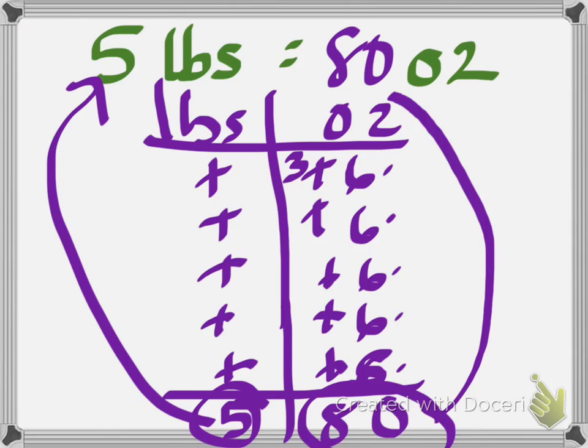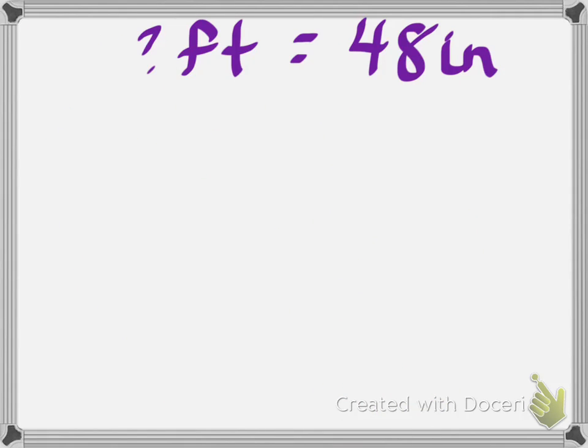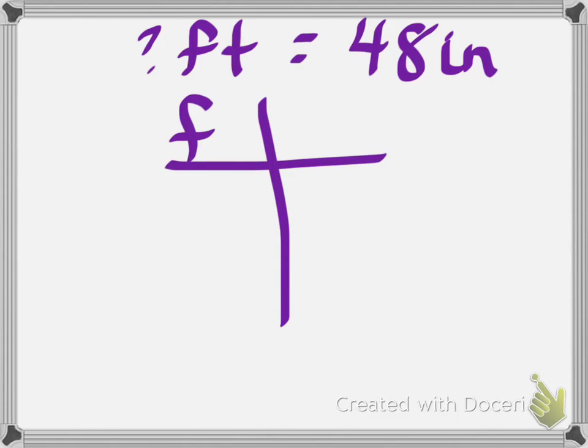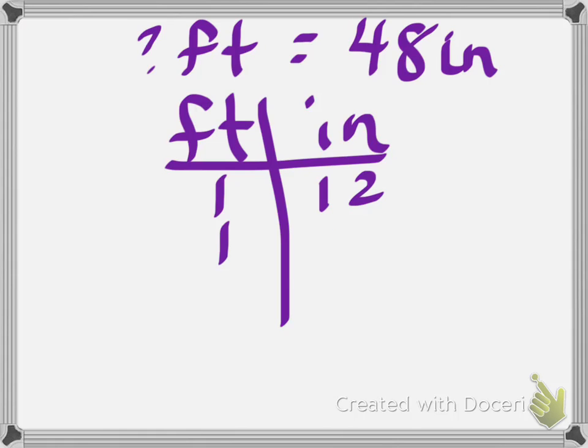Let's try another one. We have however many feet equal 48 inches. Again, converting customary measurement, so we have our T-chart. We have feet on the left, inches on the right. And again, 1 foot equals 12 inches. We're going to keep going. Another foot equals 12 inches.